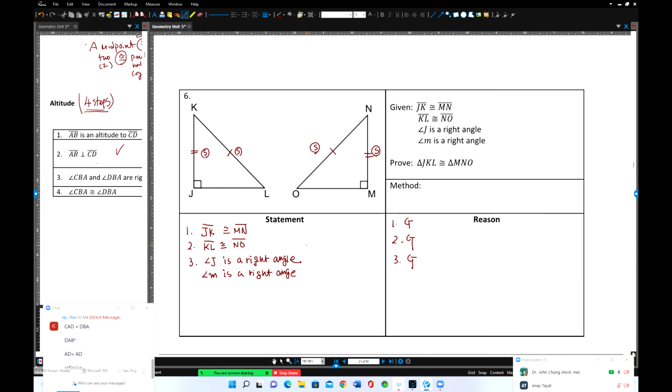Okay, but this is side, side, with only 2 sides. We need one more, right? If you got this angle, side angle side is okay, but we don't know this angle. We only know this angle. Side, side, angle. We cannot use this one. That's right. Side, side, angle is not working. That's why we cannot use that method. But this is working. Why? Because this is a right triangle.